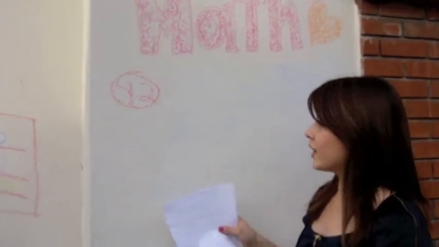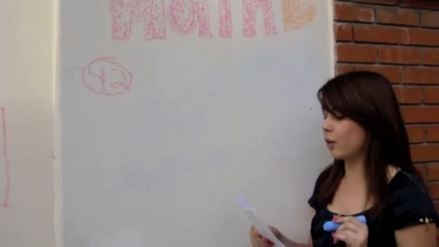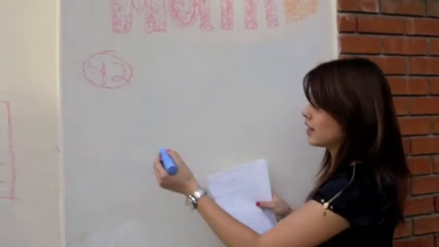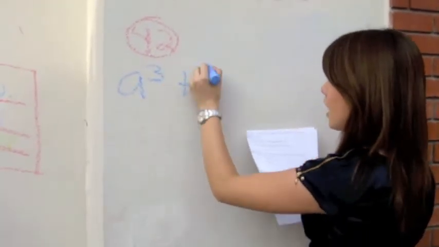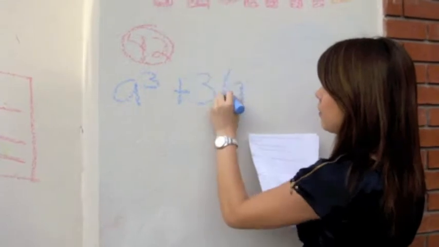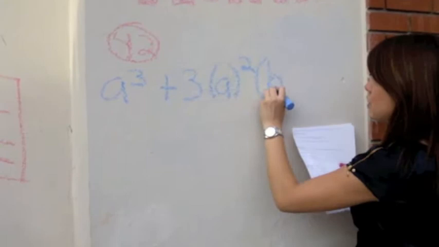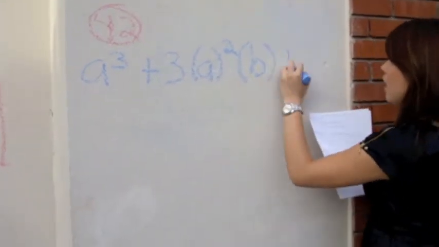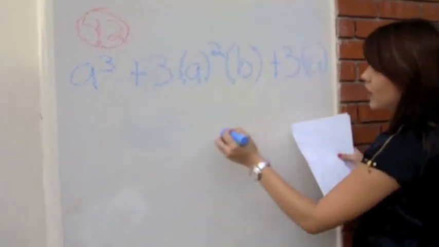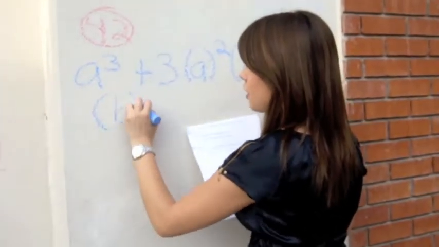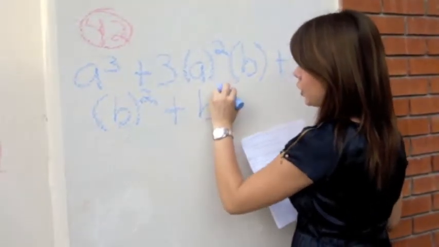42. In this problem, we're going to use a special product. In this case, it's cubing a binomial. The formula for this is a cubed plus 3 times the first term squared times the second term plus 3 times the first term times the second term squared plus the second term cubed.